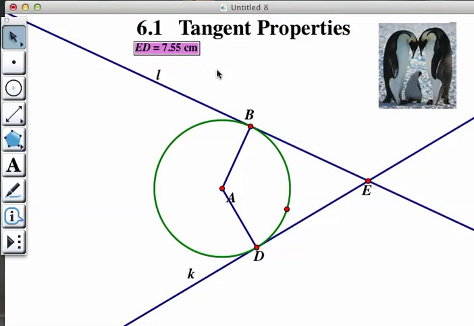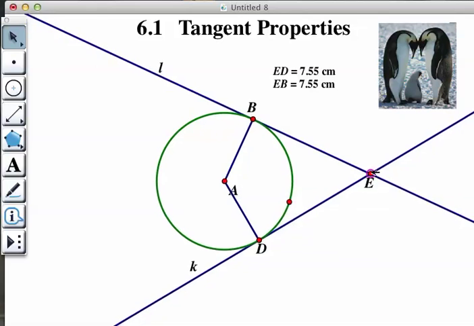Let's see what happens when I look at the distance of those two. And some of you guys are probably already there. You probably look at it and see that they look congruent. But let's confirm it. Hey, look at that. They are in fact congruent. The two tangent lines from an external point to a circle form two tangent segments that are congruent. So segment EB is congruent to segment ED every time.